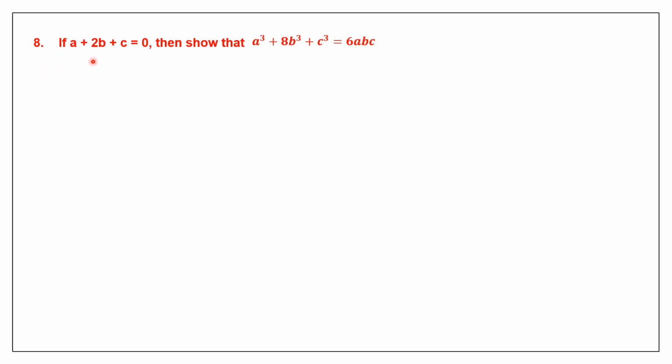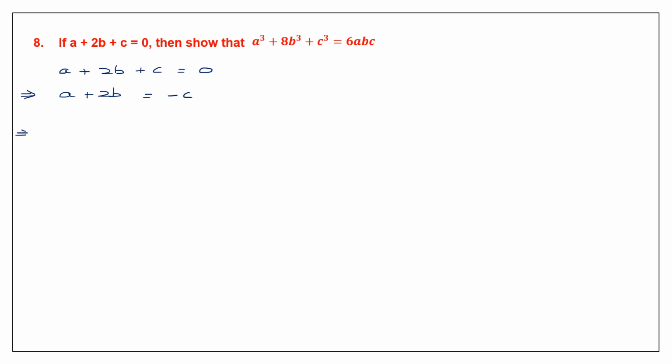Question 8. If a plus 2b plus c is equal to 0, then show that a cubed plus 8b cubed plus c cubed is equal to 6abc. Now what is given to us? Let's write that down. What is given to us is a plus 2b plus c is equal to 0. Now this means we can also write it as a plus 2b is equal to, now I can take c to the other side, it becomes minus c. So 0 minus c is minus c. So a plus 2b is equal to minus c.